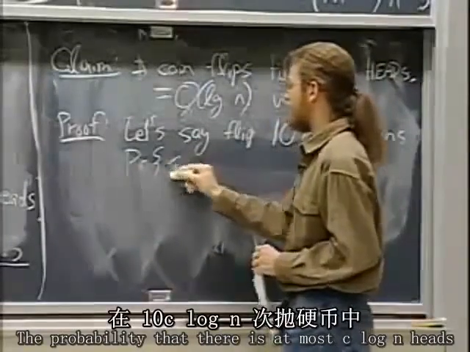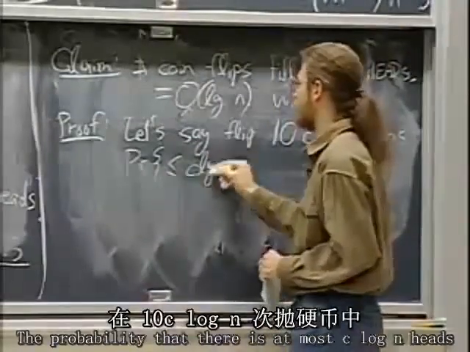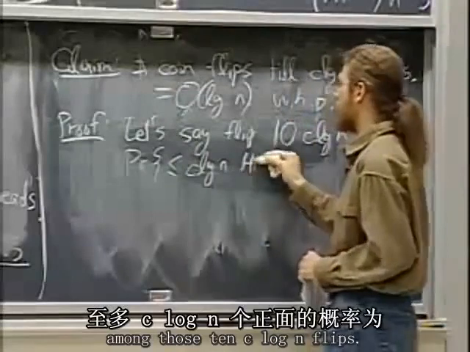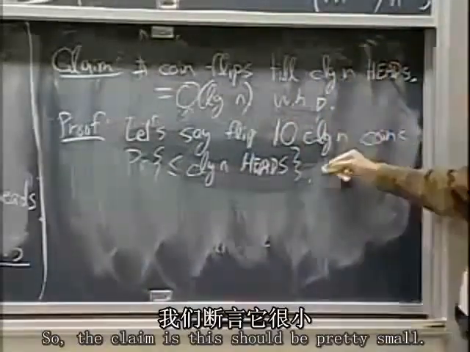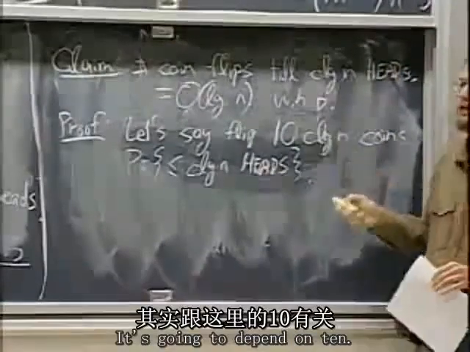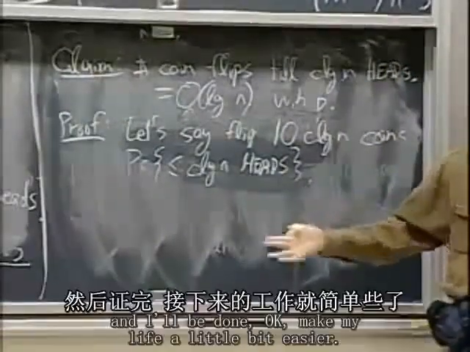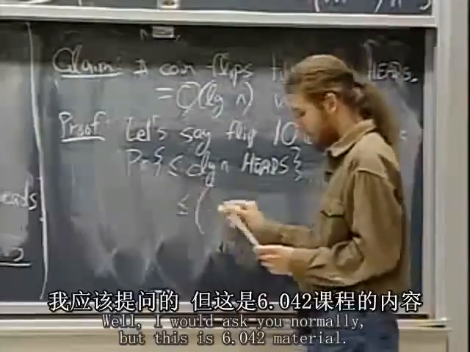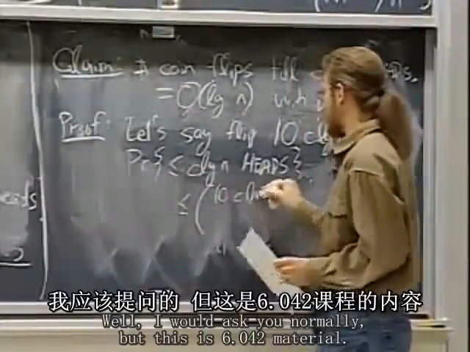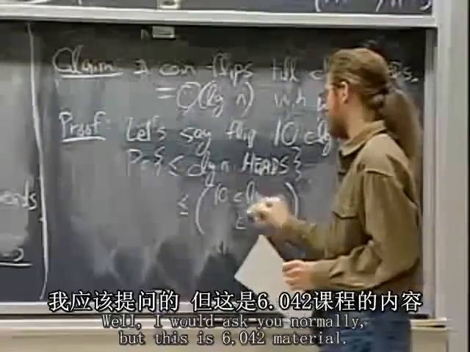Probability that there's at most C log n heads among those 10 C log n flips. So the claim is this should be pretty small. It's going to depend on 10. Then I'll choose 10 to be arbitrarily large, and I'll be done. Okay? Make my life a little easier. Well, I would ask you normally, but this is 6042 material.